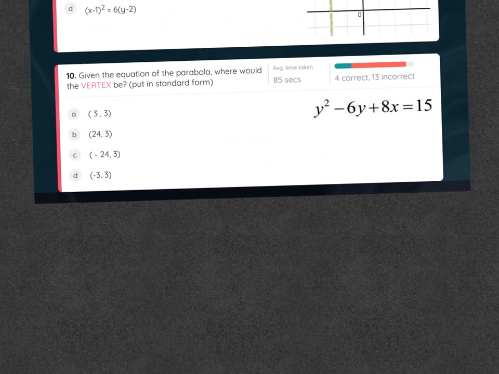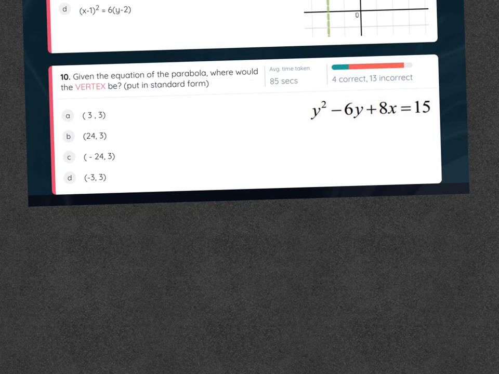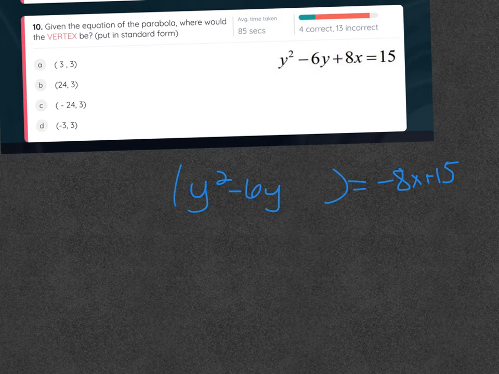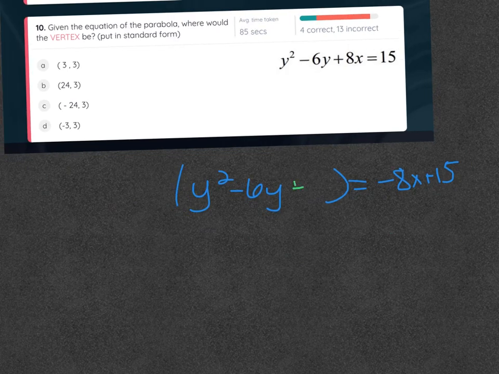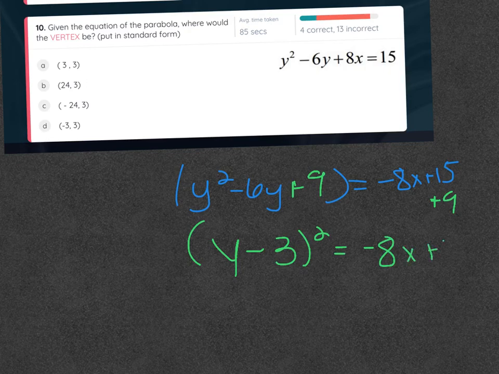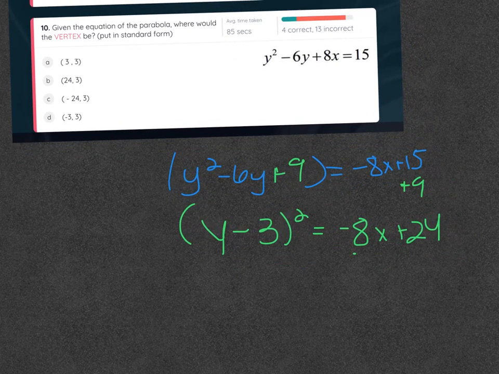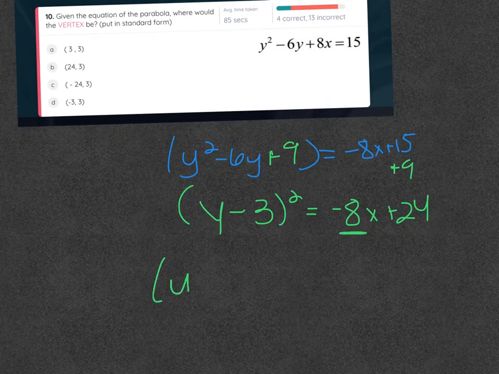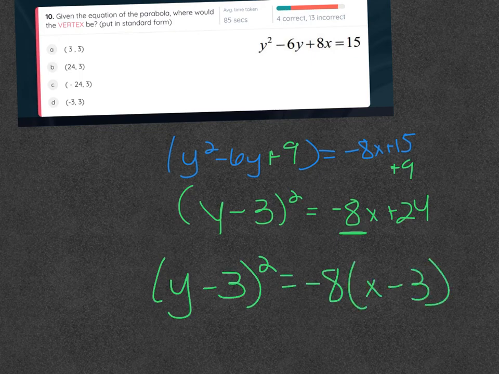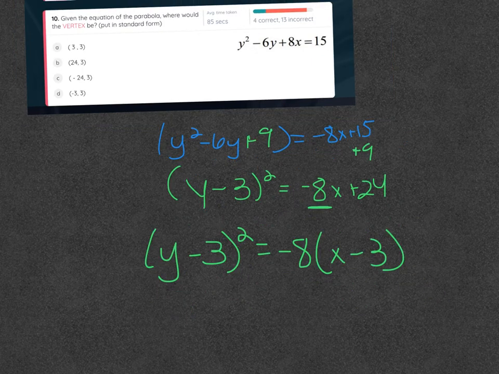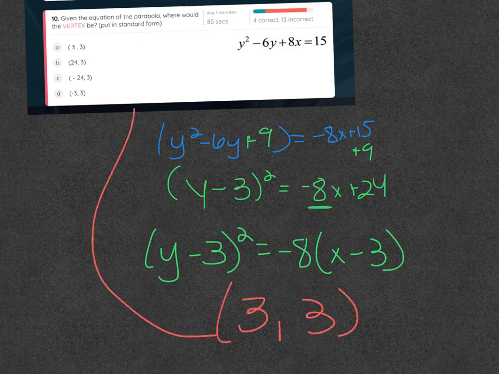All right, given the equation of the parabola, where would the vertex be? So this is a complete the square situation. I'm going to hope that time was part of the factor this time. So I'd move this over. You would do 6 divided by 2, that's 3. Square it, that's 9. I'm adding 9 here, and I'm adding 9 here. This becomes y minus 3 squared equals negative 8x plus 24. Standard form can't have anything attached to the x, so you got to take it out. So y minus 3 squared equals negative 8 times x minus 3. Once you get it to that point, then you can pull out the vertex 3, 3, which is A.